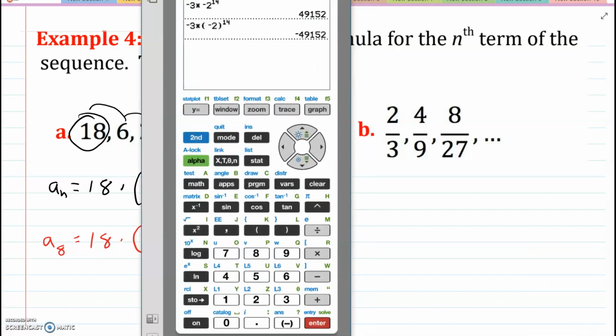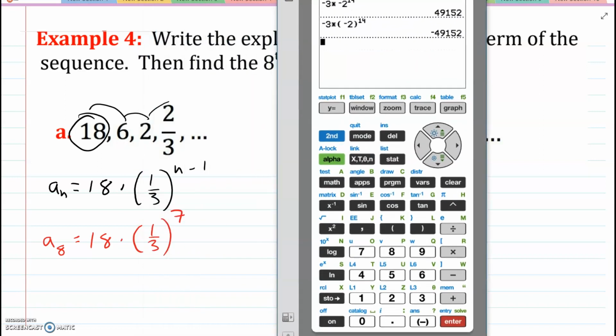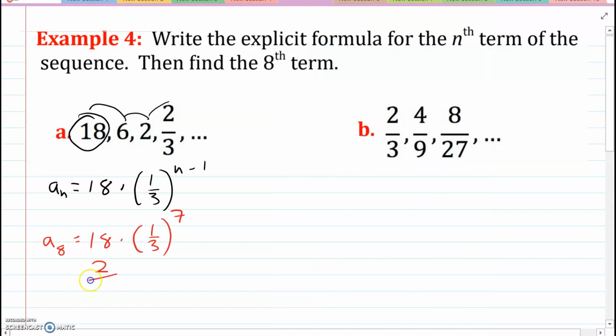I'll pull up the calculator again and say this time we're looking at 18 times, I'll do the parentheses just out of habit, and I'll use the fraction bar key to help me. And I'm going to raise that to the 7th power because that's 8 minus 1. And I'm looking at 2 divided by 243. Okay, please pause this and see if you can do the next one.